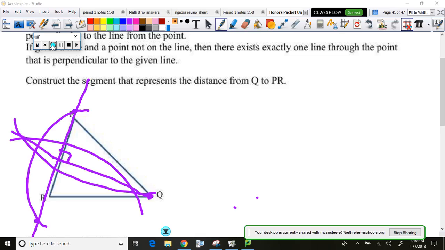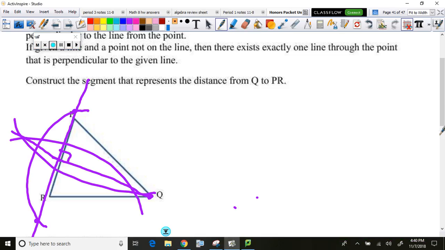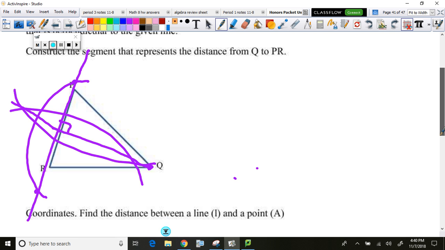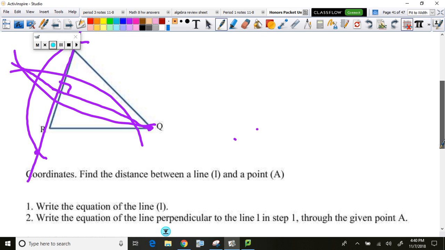Okay, so I am back now. Sorry about that. I had to pause while I was recording. So that's how you do a perpendicular bisector.